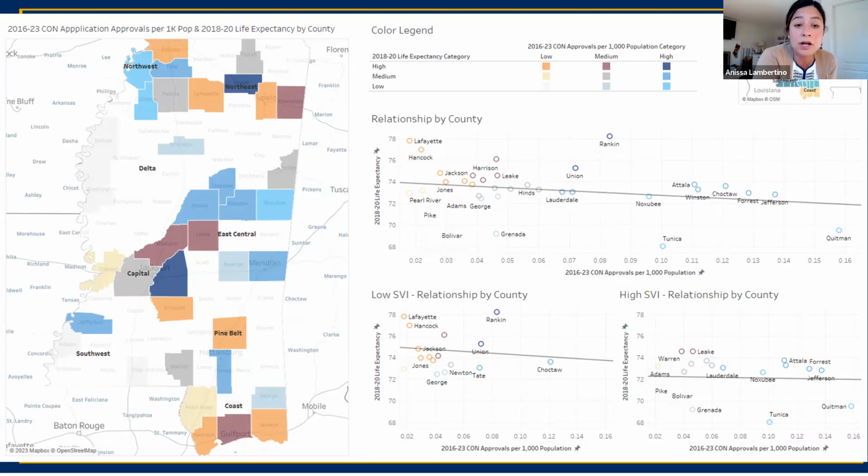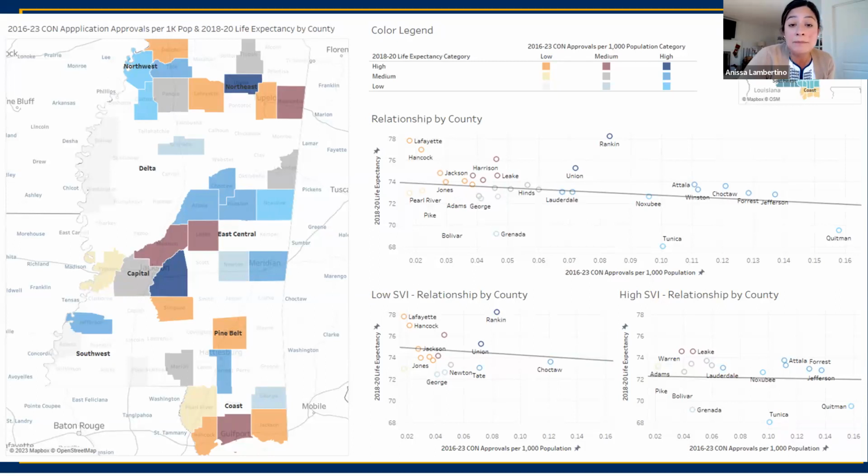If you look at the color legend there on the right at the top, what I was able to do was categorize counties according to high, medium, and low values by placing roughly an equal number of counties in each category. And what you see here is the ability to locate any kind of clustering, for example, where both values are high, where CON approvals are high, but also life expectancy is high. So an area where things are going well.